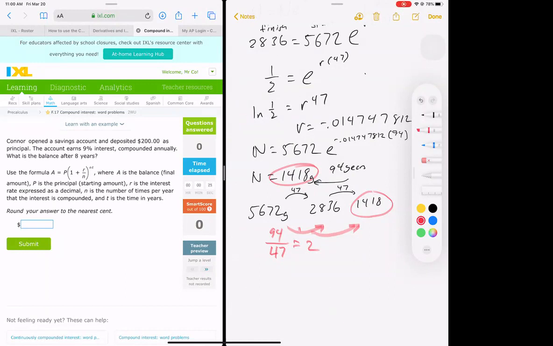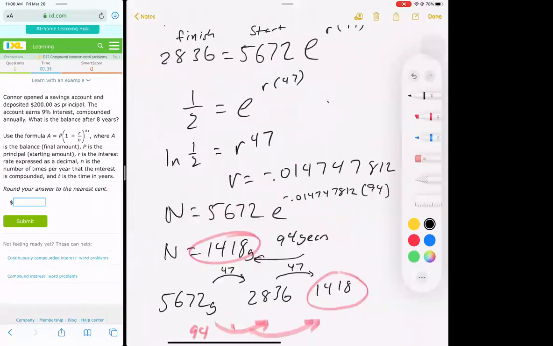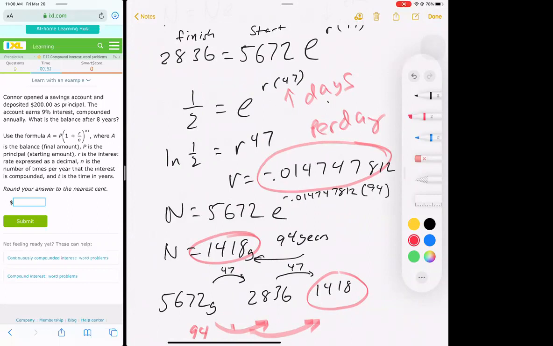Now, if this rate here, this r that we found for this last problem, our r was this number here. And that is not per year, that's per day, because this time here was given in days. If this was given in years, this rate would be a rate per year. So it just depends on how they word the problem. If they give you years, but they give you a day rate, you have to convert that, because those values are totally different. Good question though.